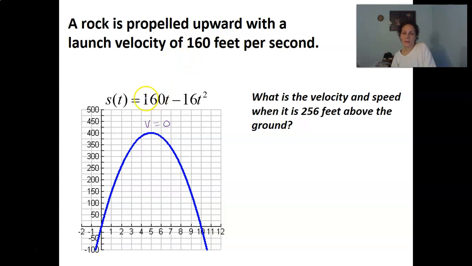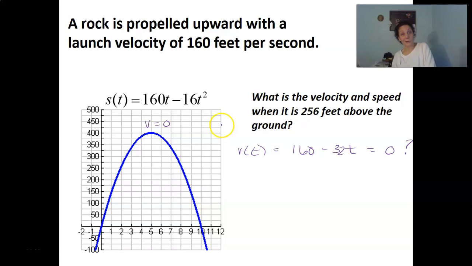Well, they happened to give me a position function, so I can find an equation for velocity. If my position is 160t minus 16t squared, then my velocity is going to be 160 minus 32t. If I can figure out when that's 0, then I'll know that's when it's at max height. This is what I mean about time being the connector that's going to move us between position, velocity, and acceleration. So all I have to do is solve 160 minus 32t equals 0.